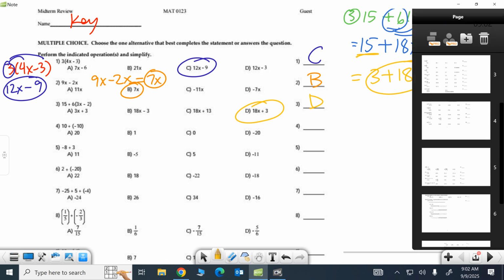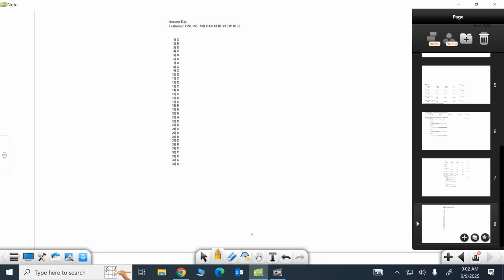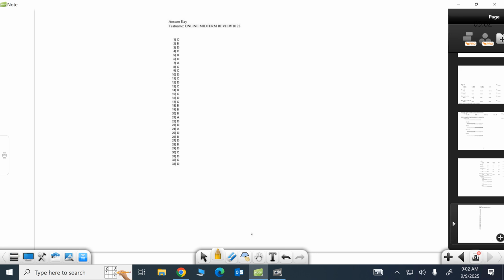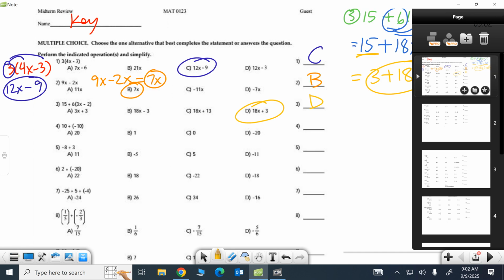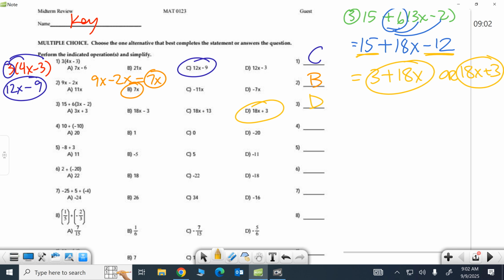So what we're going to do is skip over here and check, and C, B, and D is correct for those. So we'll just run through them and check them from time to time to make sure that we have them correct here. So now let's come back over here. Let's look at number 4.